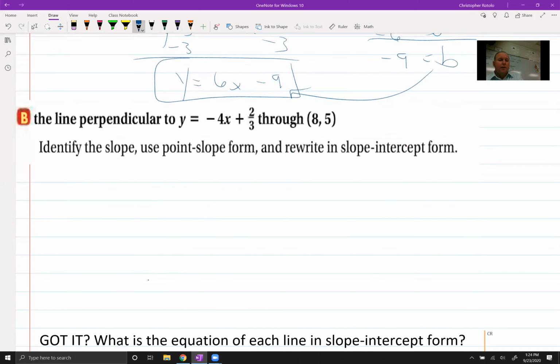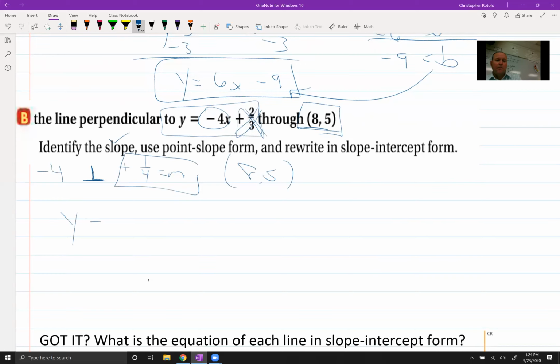Perpendicular. So first I want to identify what's the slope. Slope is -4. So if I start with -4, perpendicular, there's our symbol, upside down T, needs to be positive 1/4. So this is my new slope, and it has to go through this point. So I'm going to cross out this other stuff because I don't need it. So 8, 5. All right, so I identified the slope.